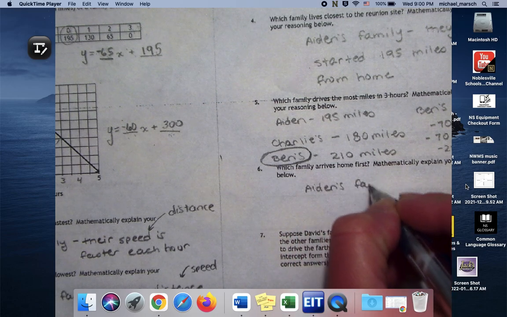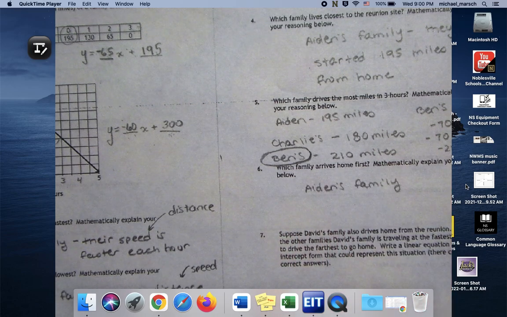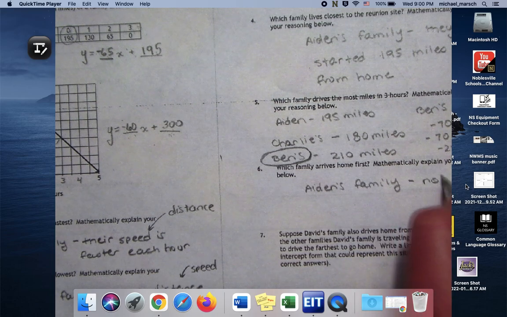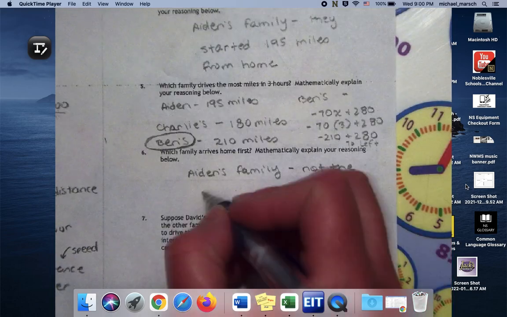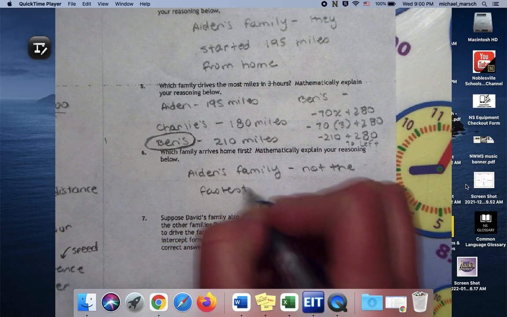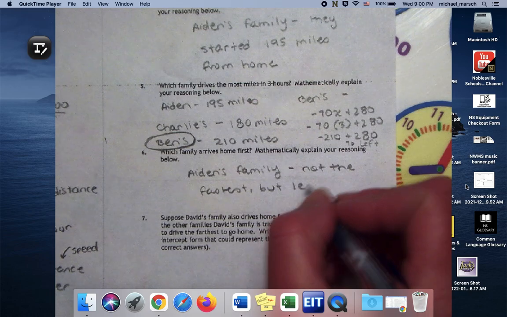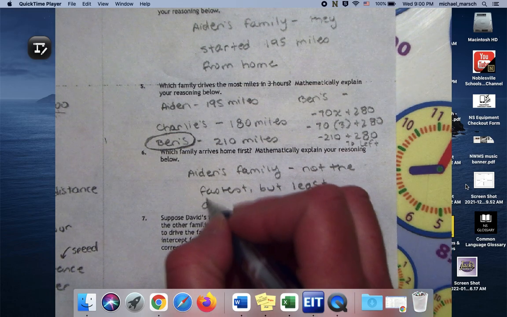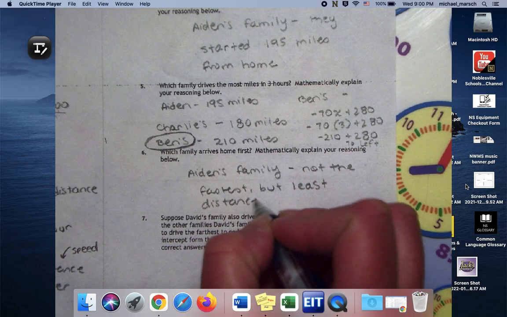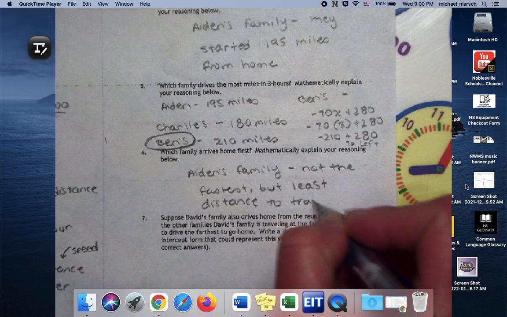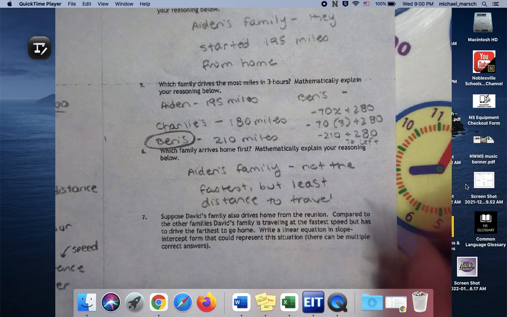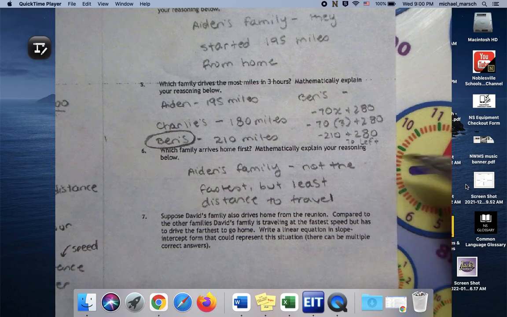Aiden's family. Mathematically, we could say not the fastest, but the least distance to travel. We know they made it home in those 3 hours. The other ones have further to go.